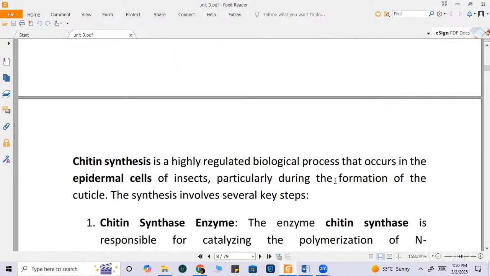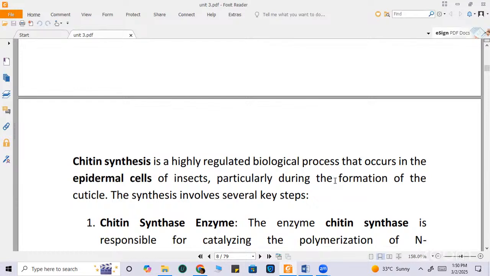Coming to the synthesis of chitin. Chitin has a very important and prominent role; it gives us rigidity and structure. So how does this chitin get synthesized? That we are going to see here. Chitin synthesis is a highly regulated biological process that occurs in the epidermal cells of the insects. So where does this chitin synthesis happen? In the epidermal cells of the insects, particularly during the formation of the cuticle.